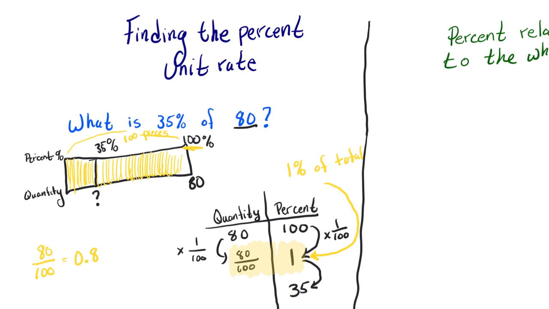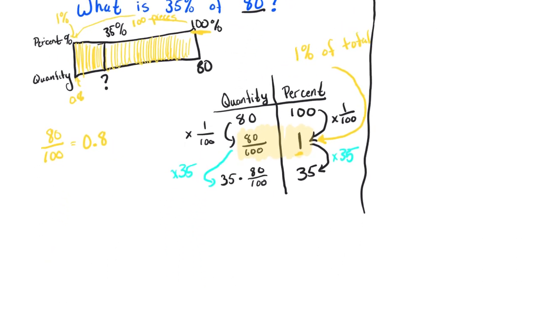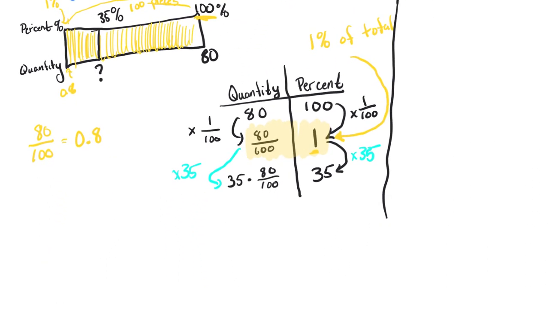So I know that if I get that one little section, which is 1%, so over here we have 1%, that's going to be equal to 0.8. But I don't want one of them. I want 35 of them. I'm going to multiply this side by 35, my percent by 35. But if I do that, I have to multiply this side by 35. And I'll get 35 times 80 over 100, which is going to give us 28. So we know that 28 is 35% of 80.